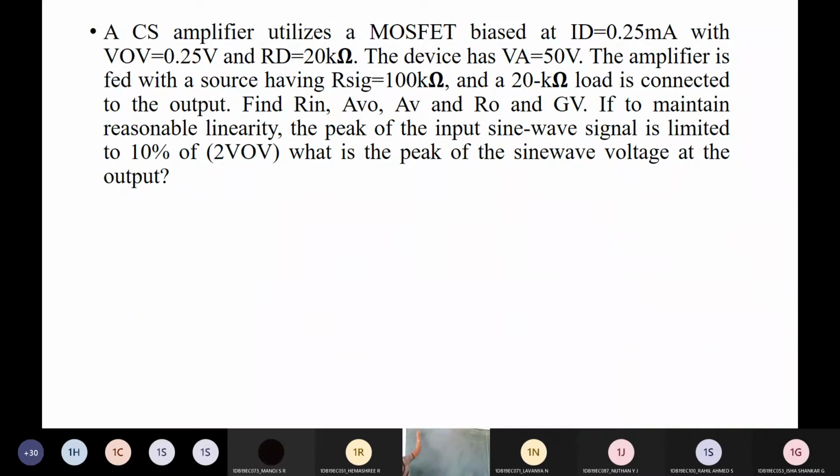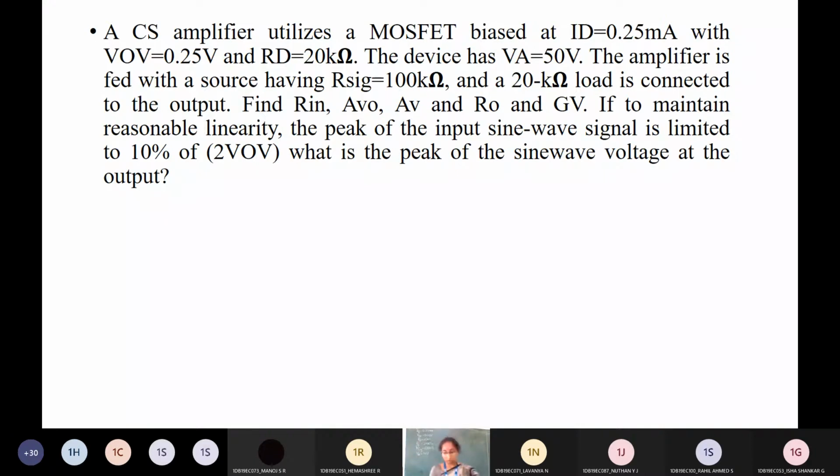Okay, so ID is 0.25 milliamps. VOV 0.25 volts. RD 20K. RL 20 kilo ohms. R signal 100K. VA is given here, 50 volts.